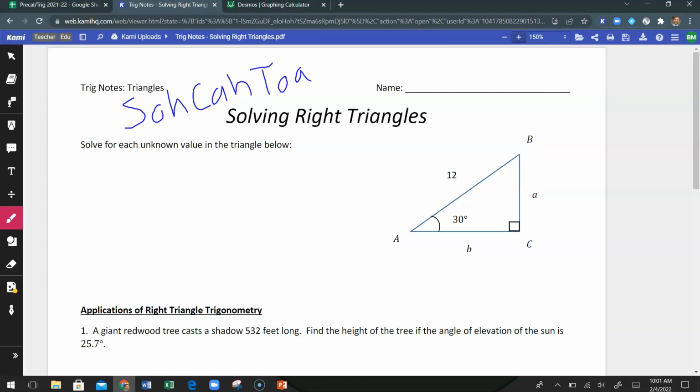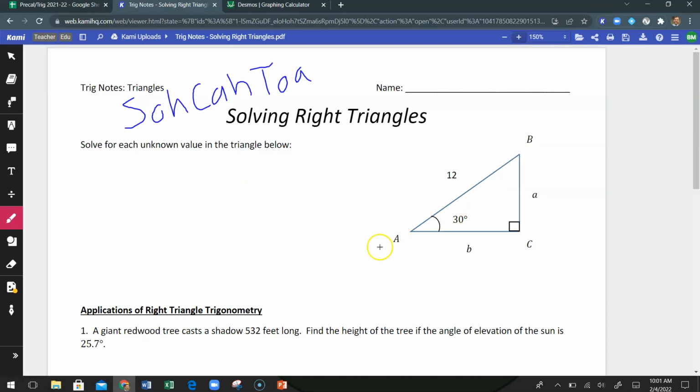When you are solving a right triangle, you need to find all three angles and all three side lengths. That is what solving a triangle means. Find all 6 of those things, 3 angles and 3 side lengths. You have to be given a certain amount of that information to start, otherwise we're not going to be able to find the rest.